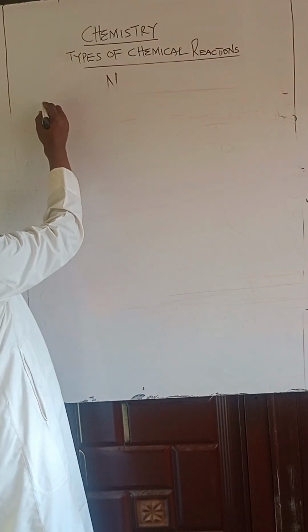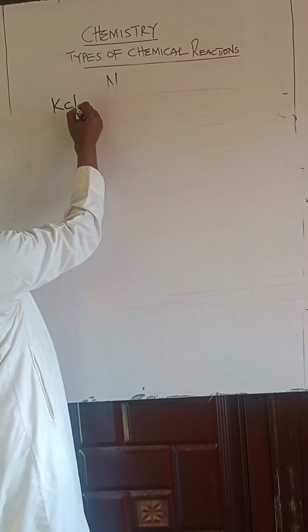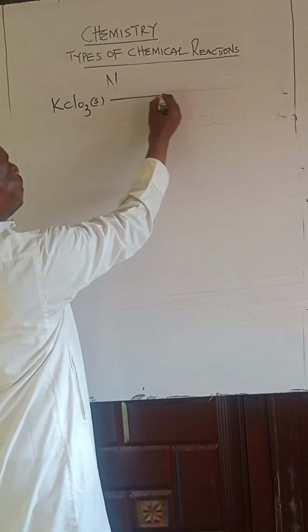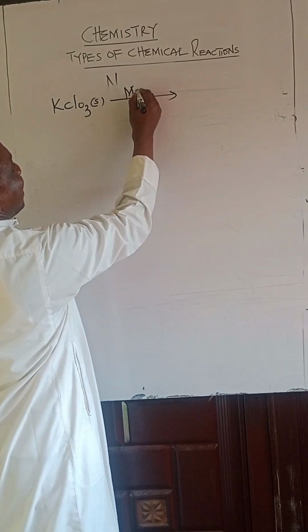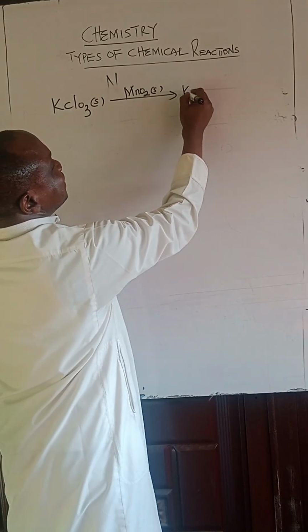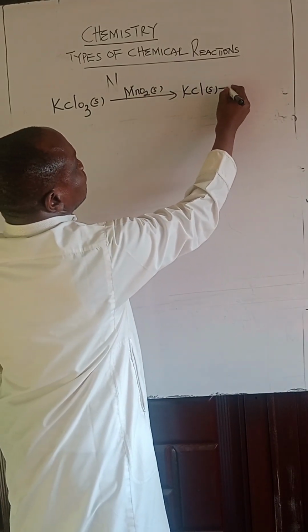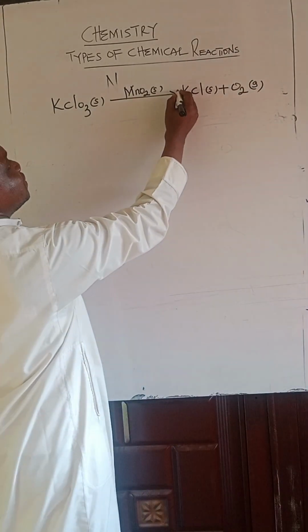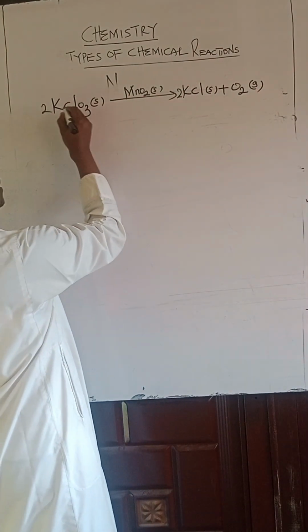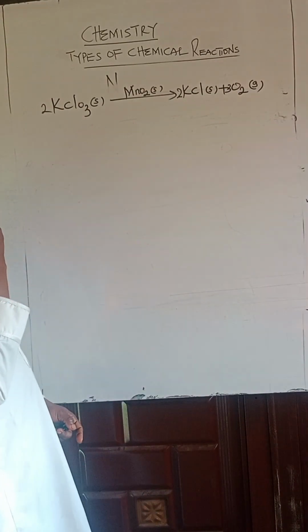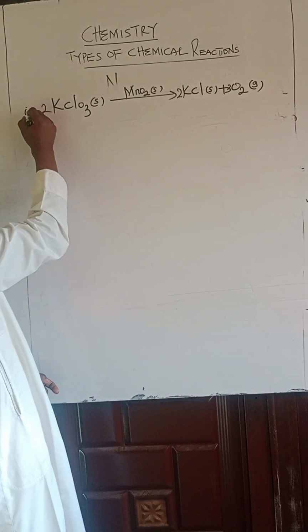Where we use KClO3, solid. We use manganese(IV) oxide as a catalyst, solid. We use KCl, solid. Then oxygen, gas. They are in different states. So this is a heterogeneous catalysis. That is one.